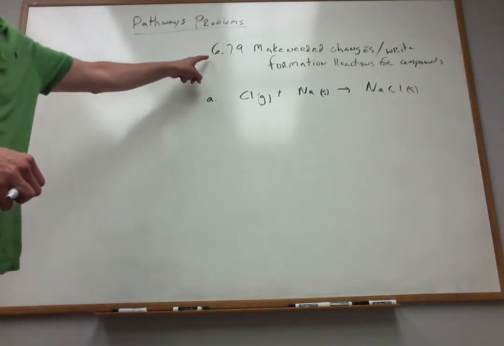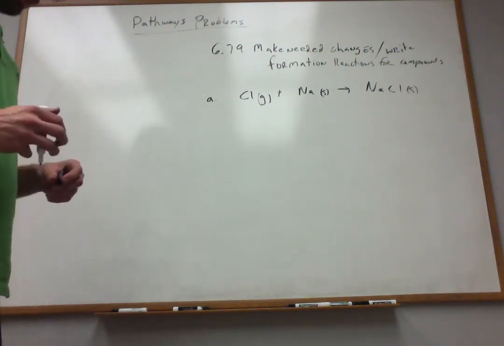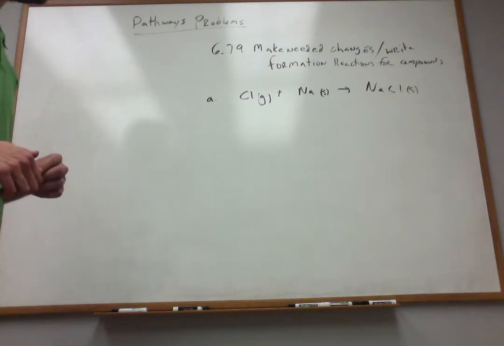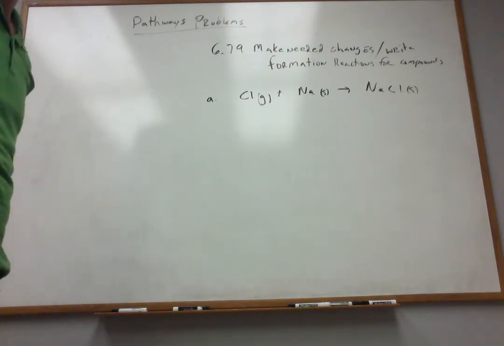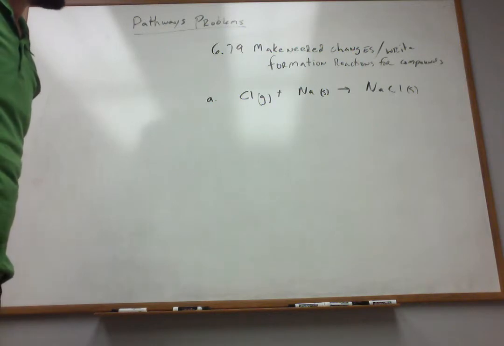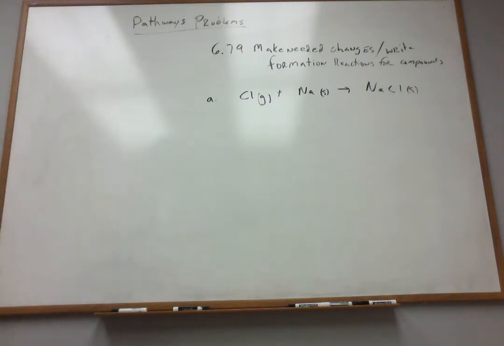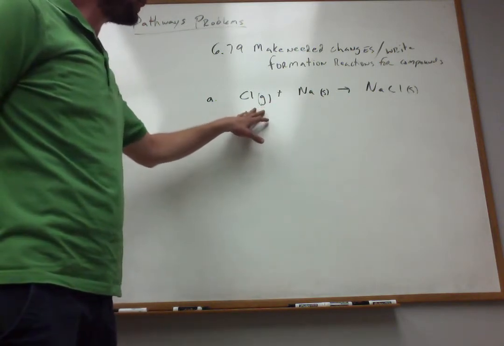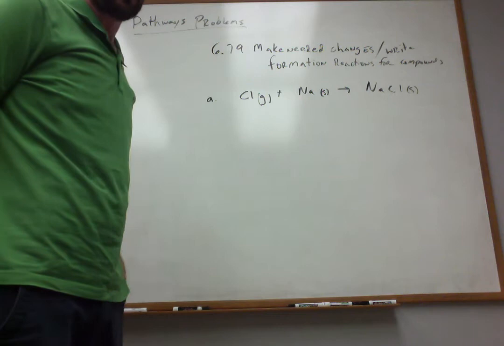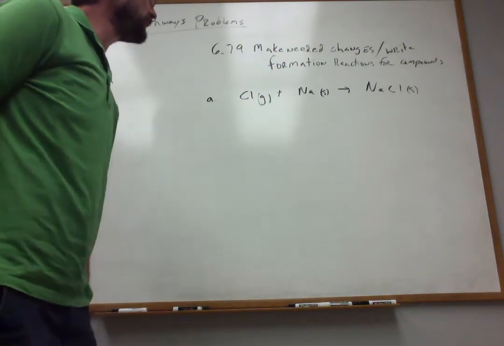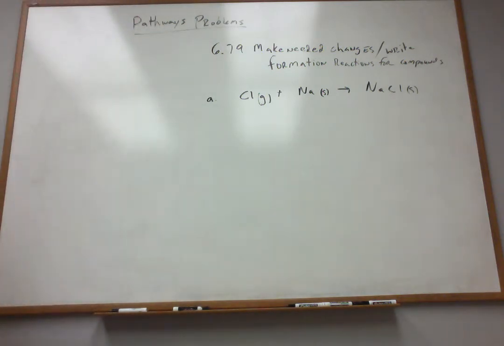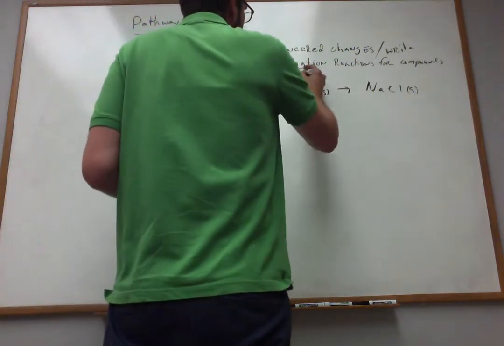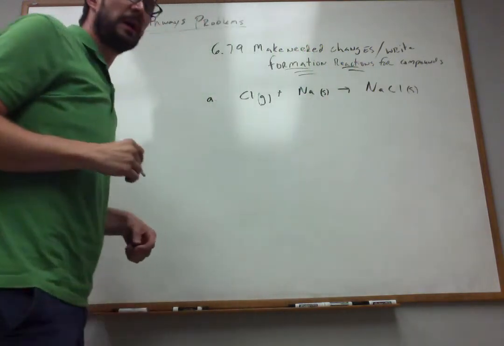All right, let's work 6.79. This problem encourages us to make needed changes or write formation reactions for different compounds. So problem A, B, and C. We'll start with A. In A, we're combining the elements sodium and chlorine to make sodium chloride salt. This is table salt. This whole problem revolves around learning the rules for writing these so-called formation reactions for compounds.